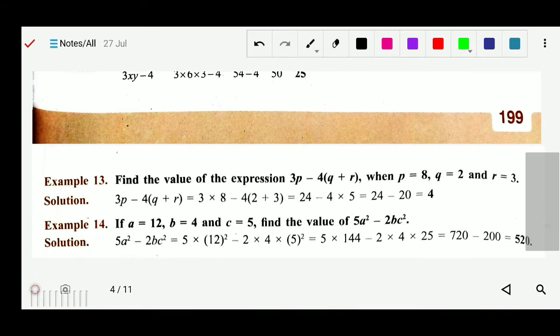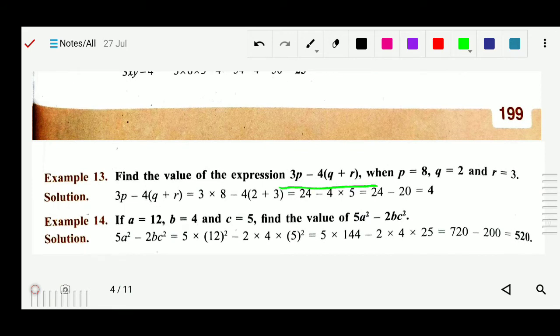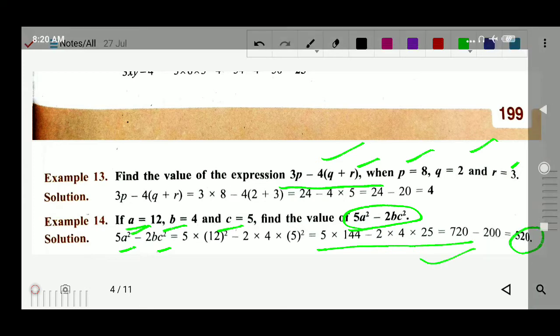Some examples also you can see. This is 3p minus 4 in bracket, r, q plus r, where the values of p, q, r are given. So we will substitute the values of p, q, r in this expression. Here also a's value, b and c are given. We have to find the value of 5a square minus 2b square. So how can we do it? Wherever the value of a and b, we will put the value, and also we will follow the squares. We know how to solve the squares, we have already studied. Then after we will simplify this equation and we will get the answer. So the answer is here.